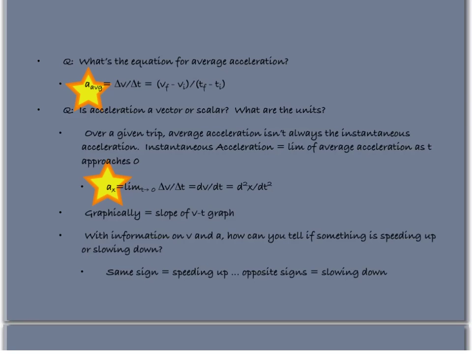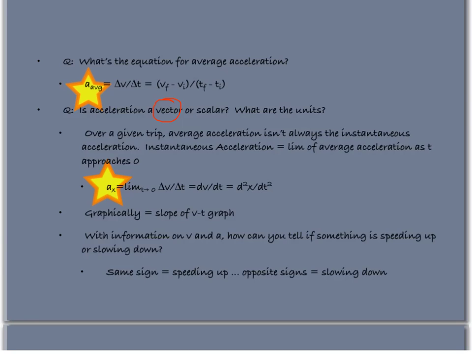Now let's see what you remember about acceleration. Is acceleration a vector or a scalar? Does it include direction or does it not? The answer is, it is a vector, meaning that it does in fact have a direction that goes along with it. Your acceleration could be to the north, to the south, it could be right or left, positive or negative. All those things are ways to define the direction of your acceleration.